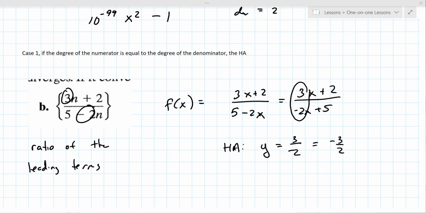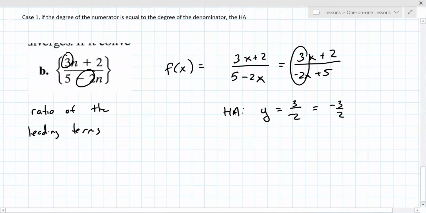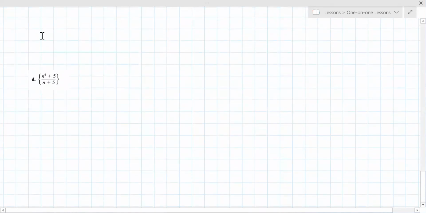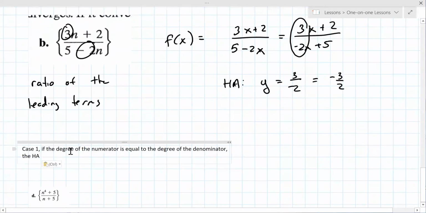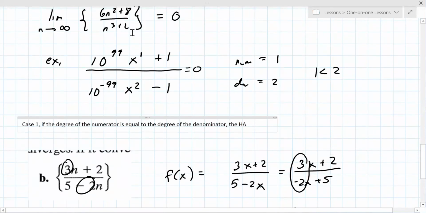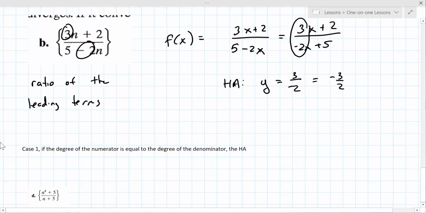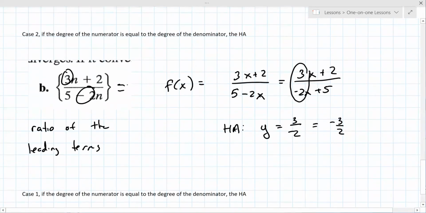Now what to do for letter D? Letter D is actually the third case. It's what you would refer to as a slant asymptote. Let me snip that in. Let me copy this in again. So what does that mean for the limit of B? Let me get caught up to you. Limit of B. Oh, it's 3 halves, minus 3 halves. So this converges to negative 3 halves. It's the same thing as the horizontal asymptote.